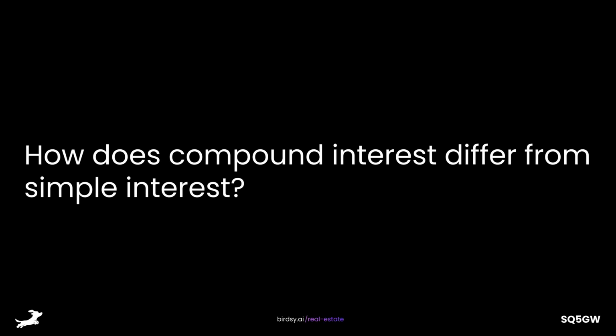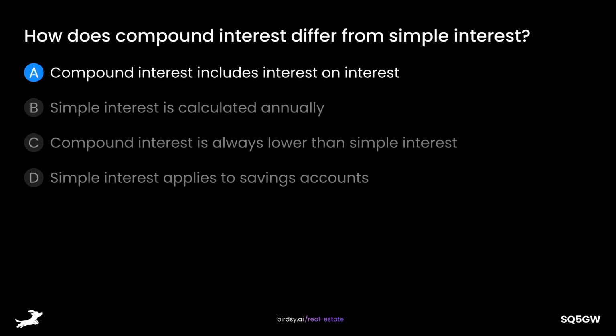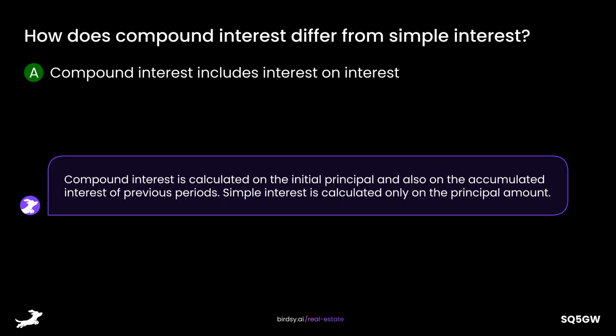How does compound interest differ from simple interest? Is it A, compound interest includes interest on interest, B, simple interest is calculated annually, C, compound interest is always lower than simple interest, or D, simple interest applies to savings accounts? The answer is A, compound interest includes interest on interest. Compound interest is calculated on the initial principal and also on the accumulated interest of previous periods. Simple interest is calculated only on the principal amount.